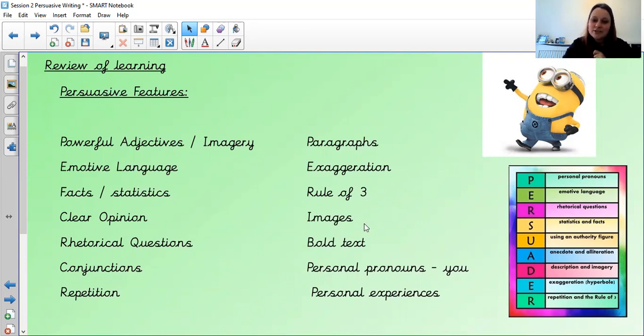Images, I thought some of the images were persuasive actually. When you've got a big image of the toy, it helps you want to buy it, doesn't it? And believe that it's a really good toy. So I thought images were persuasive. The bold text, because if it's in bold, it makes it stand out. So that's quite persuasive as well. The personal pronouns, and then mentioning personal experiences. So hopefully you came up with some of those on your bullet point list as well.